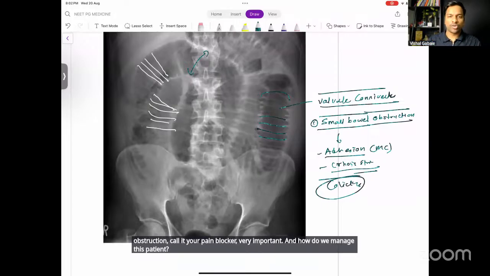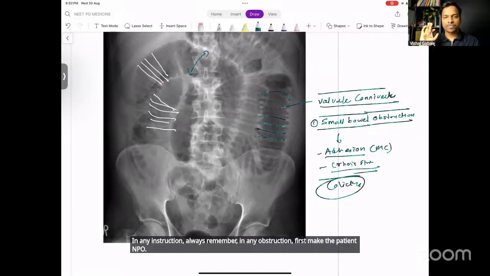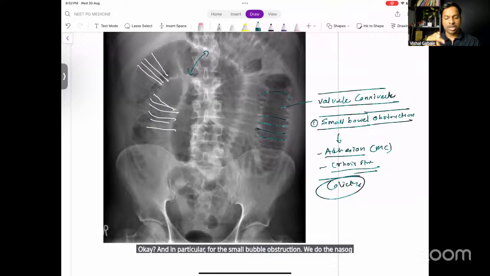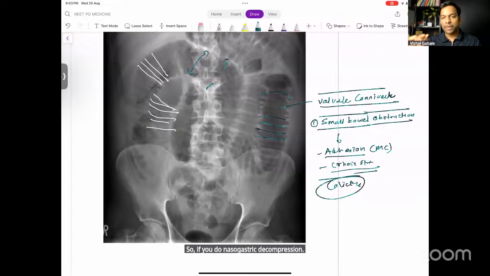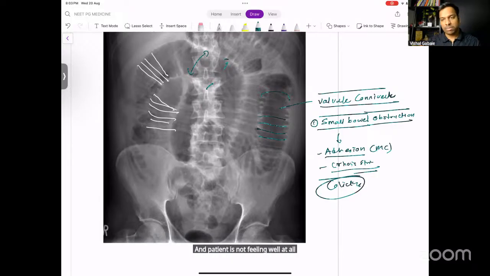In any obstruction, always remember, first make the patient NPO. And in particular for the small bowel obstruction, we do nasogastric decompression of the fluids, because the bowel is stretched and because of this the patient is having pain. So if you do nasogastric decompression, the patient will have good effects. But always remember, if the patient is having strangulated bowel, that means the bowel is dying and the patient is not feeling well at all, the vitals are going down.